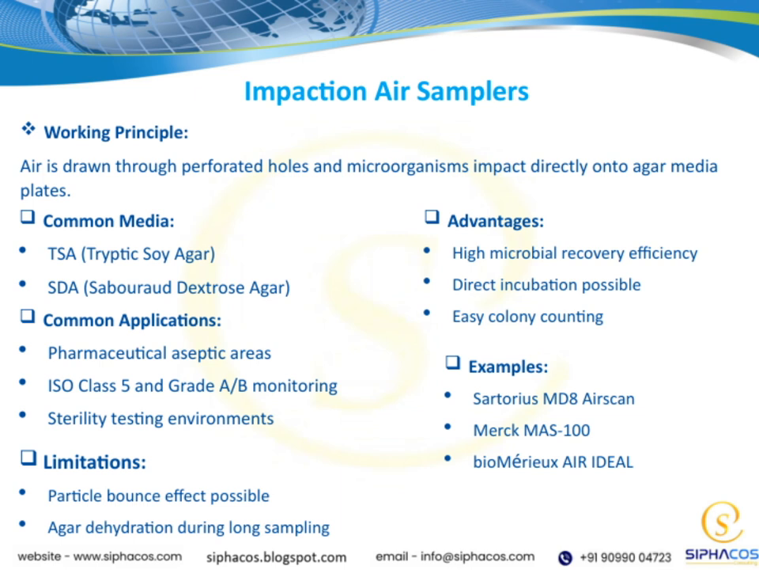Of course, there are some limitations to keep in mind. For example, particle bounce can occur, causing some microorganisms to be counted more than once or to impact incorrectly. Also, during long sampling periods, dehydration of the agar can happen, which may affect results. Overall, impaction air samplers are powerful tools for environmental monitoring, but understanding their limitations helps us interpret the data more accurately and maintain high-quality standards.